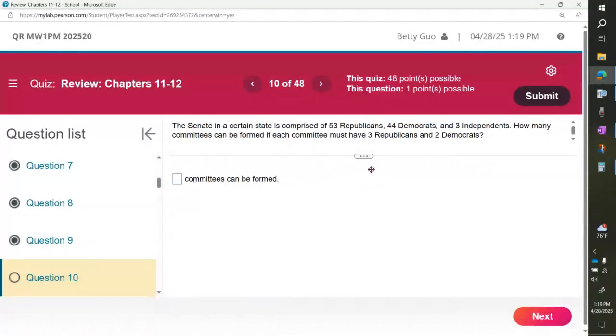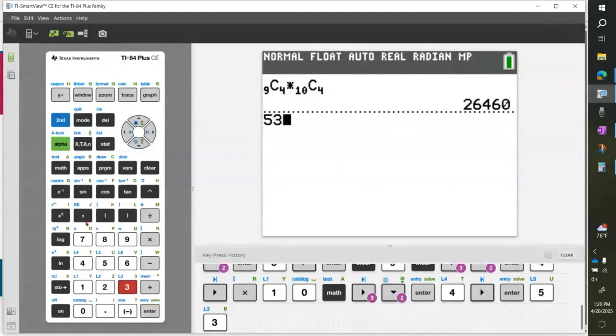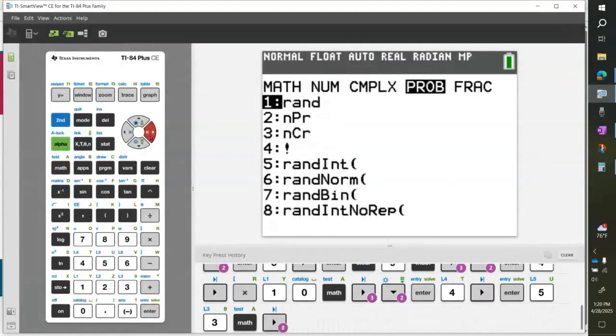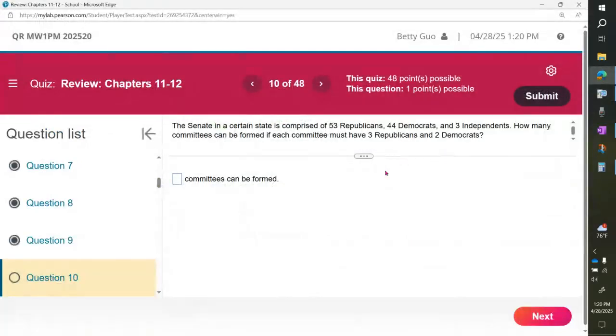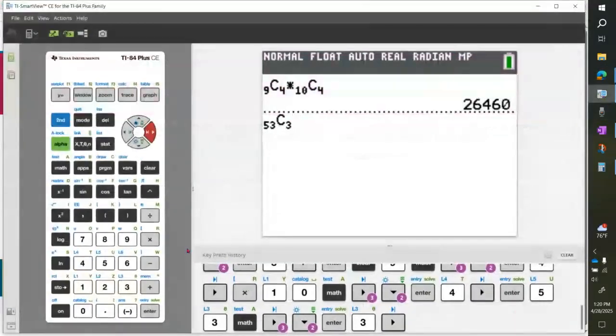How many committees can be formed if each committee must have 3 Republicans and 2 Democrats? First part, randomly select 3 Republicans from the 53 available Republicans. So C53-3. And second part, we're going to randomly select 2 Democrats from the available 44 Democrats. So C44-2.